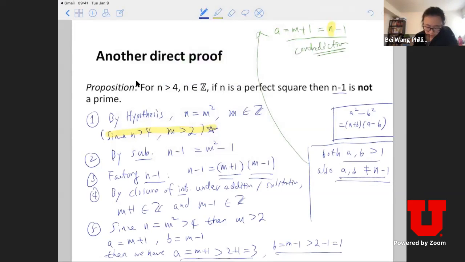So in order to show that n minus 1 is not a prime, we have shown that it's a multiplication of two integers, and both of those integers are not equal to 1 and not equal to n minus 1 itself. So n minus 1 has a factor other than 1 and itself, and by the definition of a prime number, n minus 1 is not a prime.